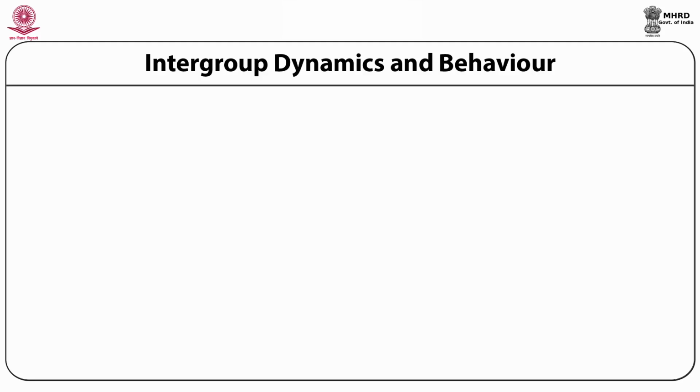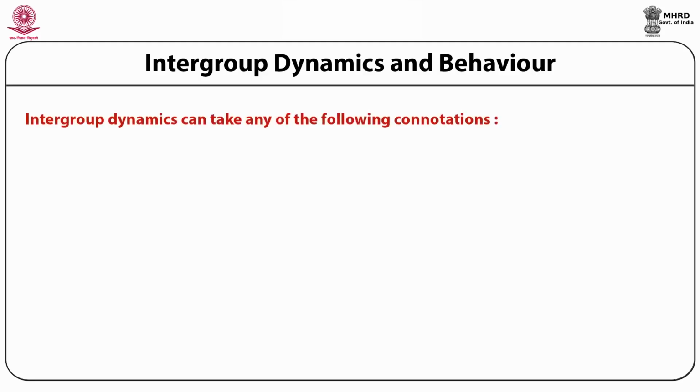When people interact with each other in a group, intergroup dynamics can take any one of the following connotations. That is, there could be accommodation, avoidance, collaboration, competition, compromise, de-individuation, or diffusion of responsibility. Now, let us try to understand these connotations one by one.